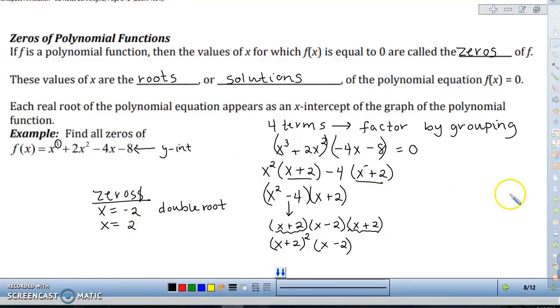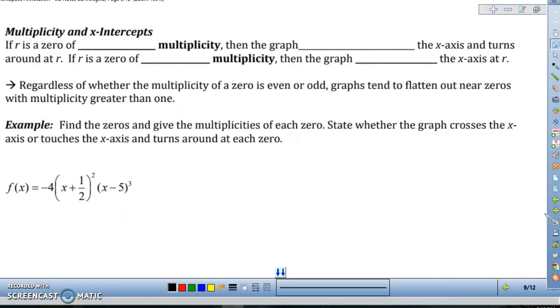So let's go ahead and take this one step further and talk about multiplicities of x-intercepts. So if R is a 0 of even multiplicity, then the graph actually touches the x-axis and turns around at R. Sometimes we refer to this as a bounce.